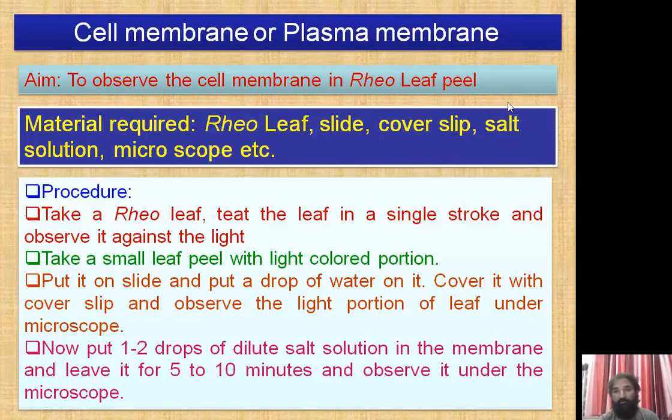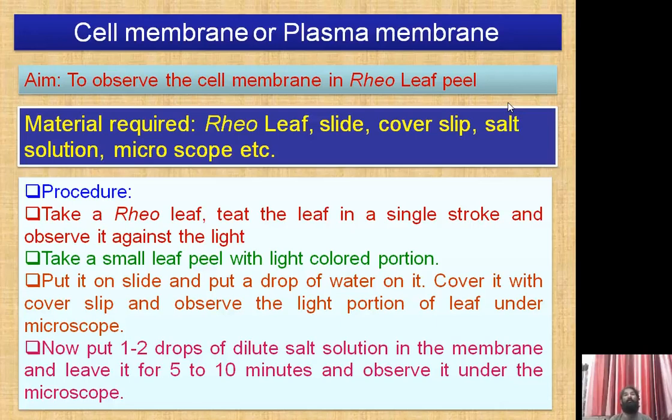Now the next topic is the cell membrane or plasma membrane. I already told you the cell membrane is also called the plasma membrane and also the plasma lemma. Actually, it is the outermost layer of the animal cell. In the plant cell, it encloses the cytoplasm, and one more layer is also present outside the cell membrane, that is the cell wall.